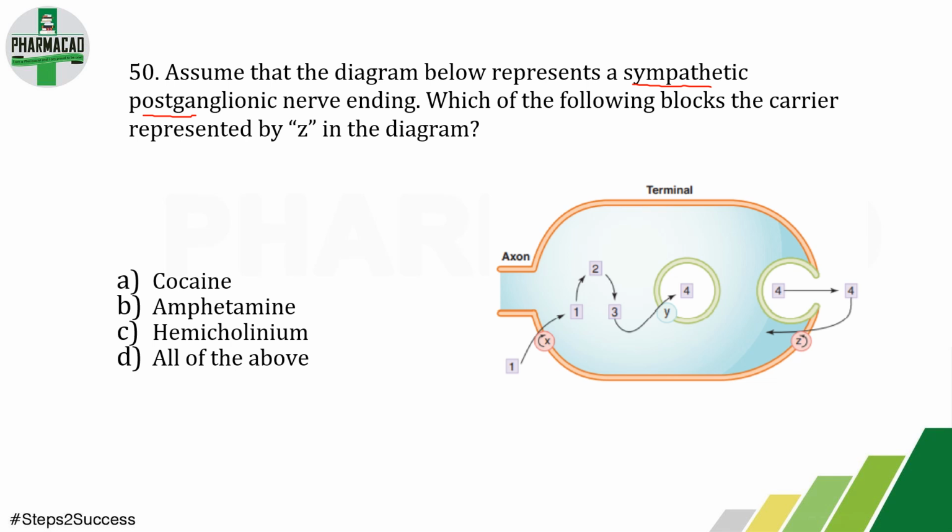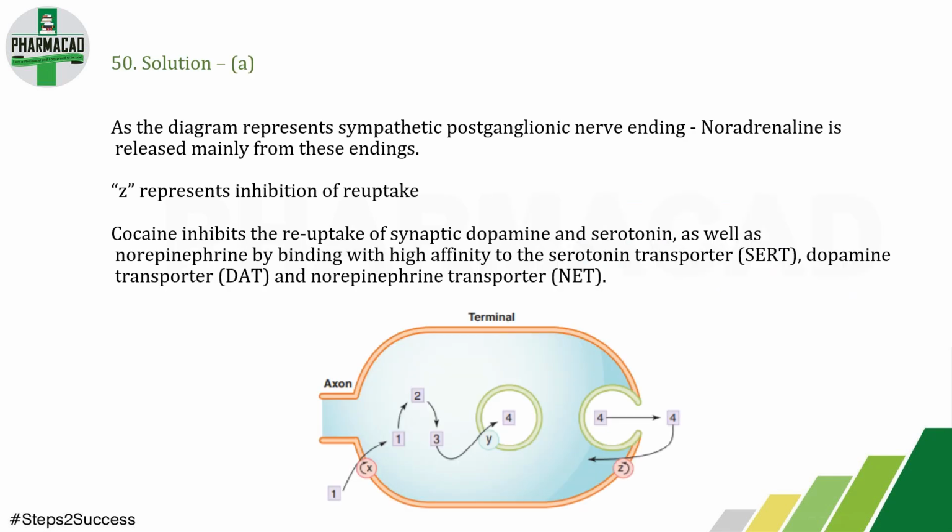It is very evident that something that is released from the nerve ending at Z is not letting it reuptake. So is it cocaine, amphetamine, hemicolinium or all of the above? Let's look at the solution. In a sympathetic postganglionic nerve ending, noradrenaline is released mainly from the nerve endings. And Z represents inhibition of the reuptake.